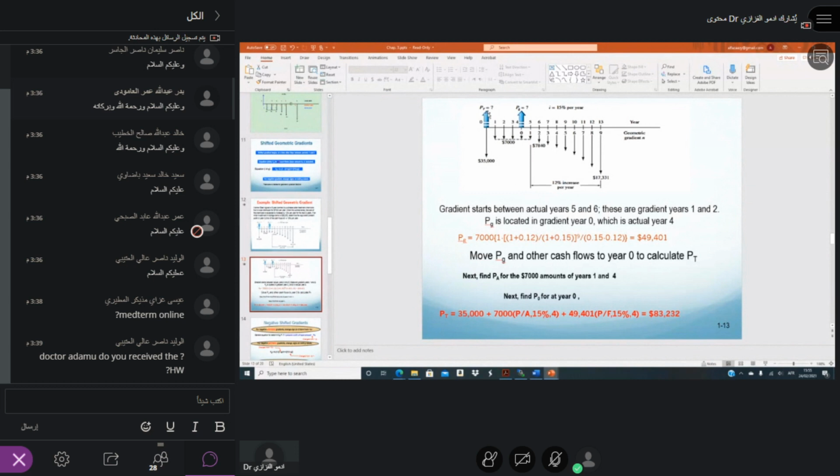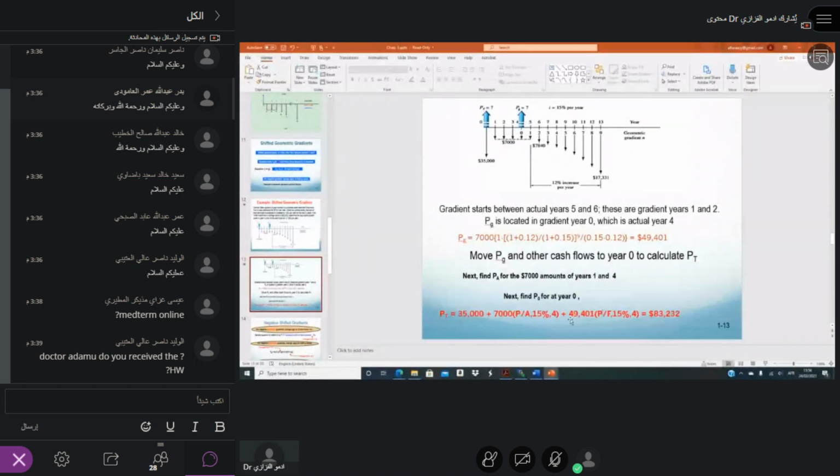So you have PG now, you need to calculate PT. We follow the same process that we did before. You assume this PG to be your future amount. So given the future amount F, you need to calculate P, which is this PT, and this P is P at 0. So the future amount is what you calculated here, this 49,000. So you put 49,000 times P/F, 15%, and then this is 4 years. That is the number of years between this place and this place. This is 4 years.